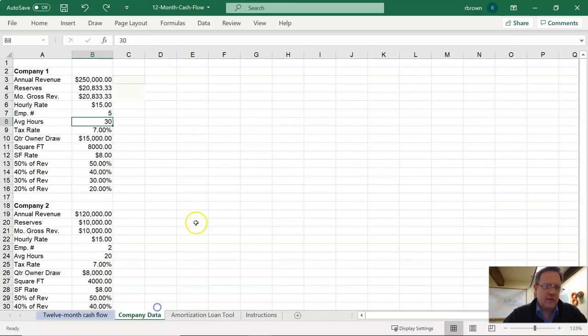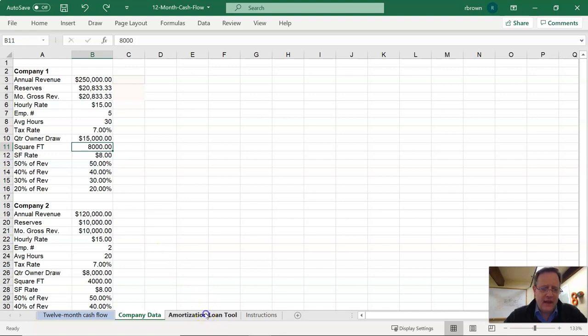Okay, the next tab is company data. And here, just for example, I included a couple of assumptions, and you can play with these numbers yourself, but it takes two different companies. One's a company that has annual revenues of $250,000 a year. Some part-time employees, there's 5 earning $15 an hour each, with an average work week of 30 hours. And a quarterly owner draw, and square footage for some leased space.